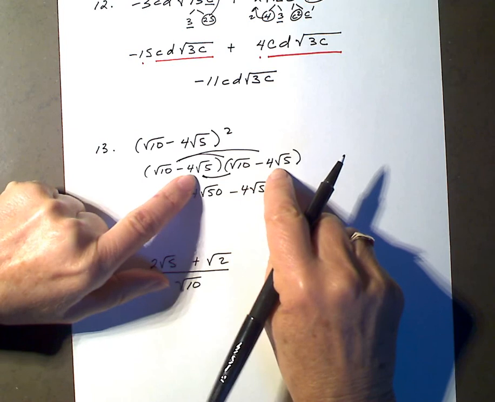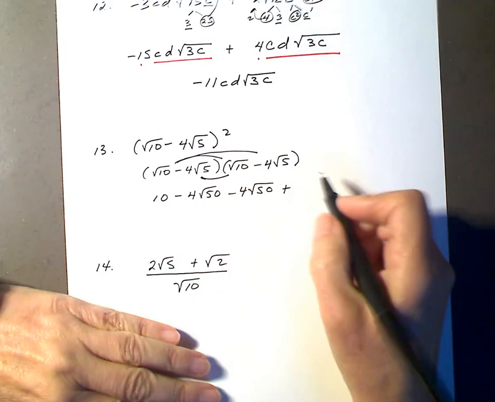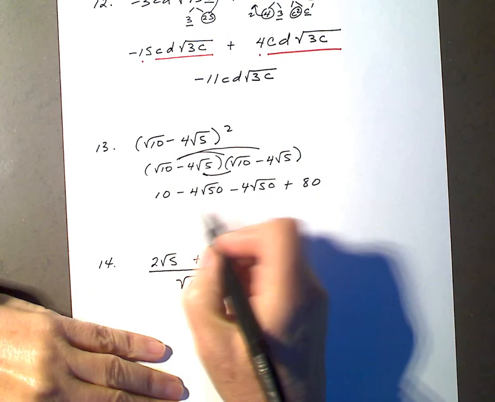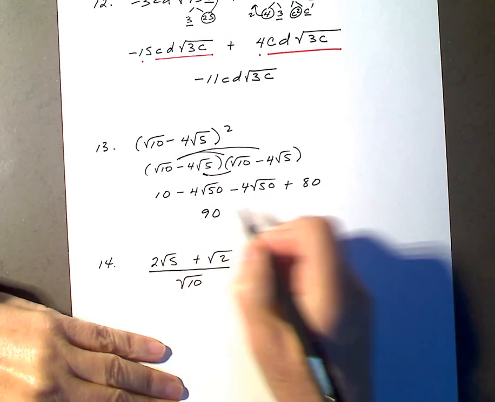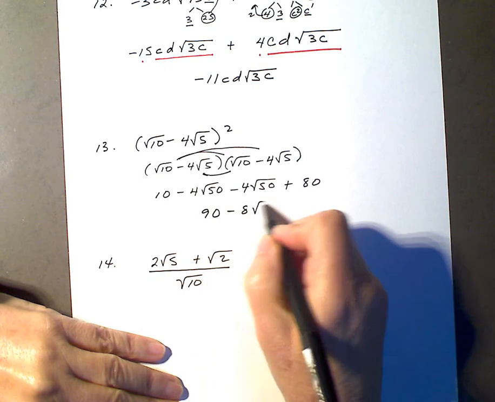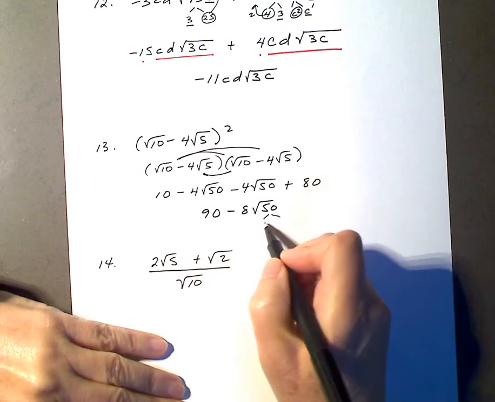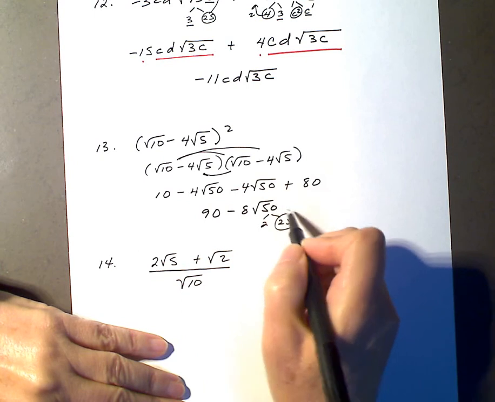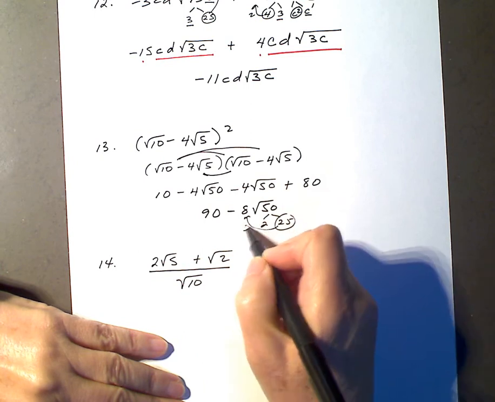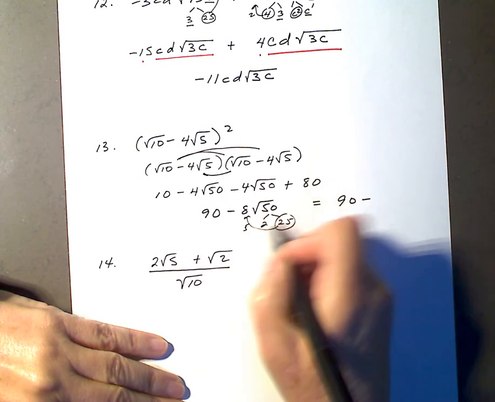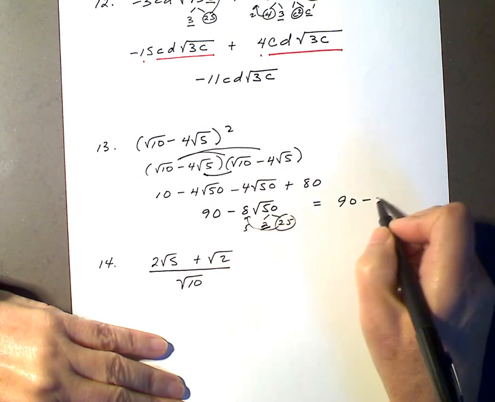So again, I get 16 times 5, which is 80. So 10 and 80 is 90, minus 8 root 50, and that 50 is 2 times 25, so a 5 will come out and multiply by the 8. So my final answer will be 90 minus, and this 2 stays in, 40 times the square root of 2.